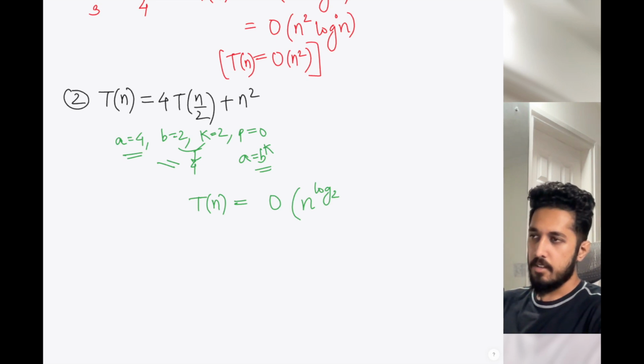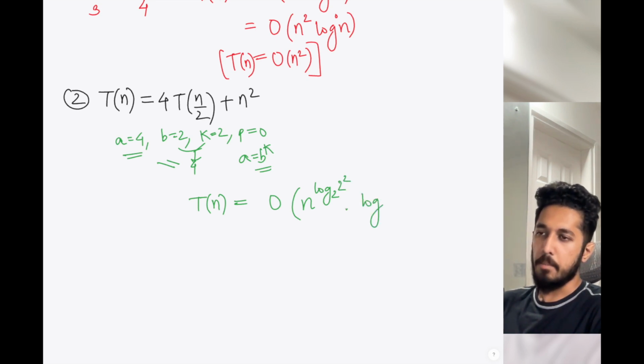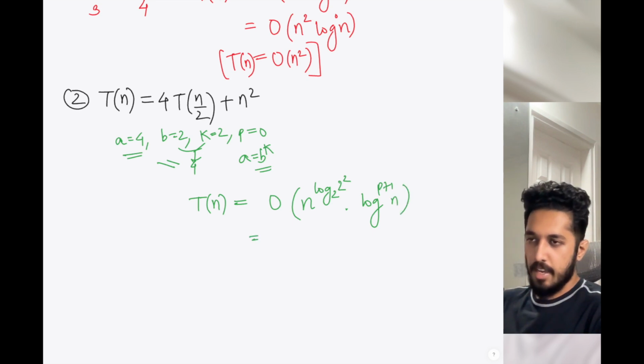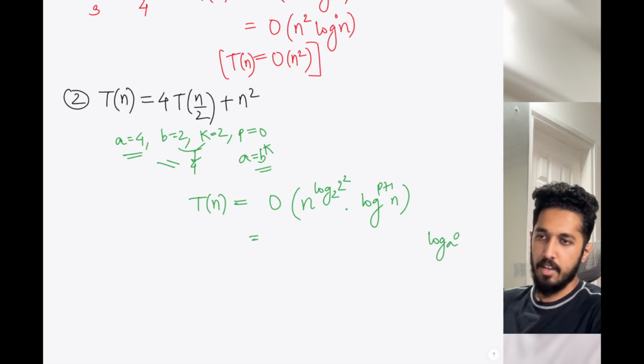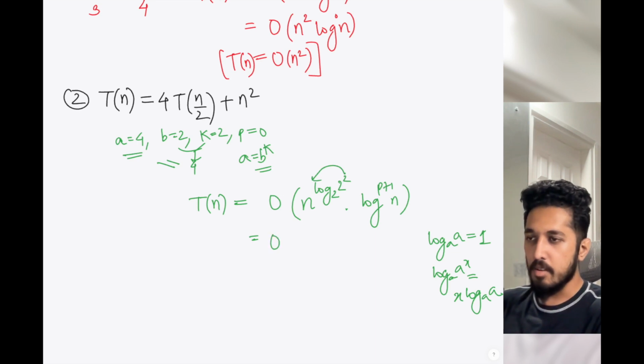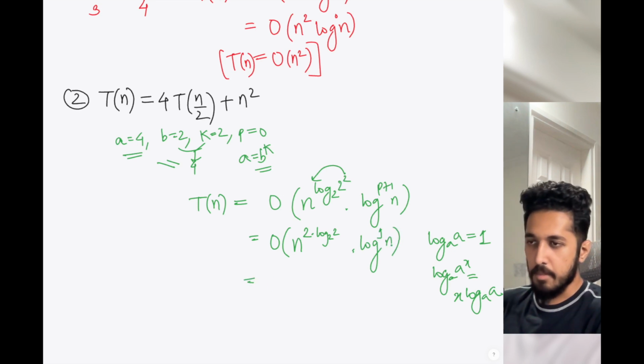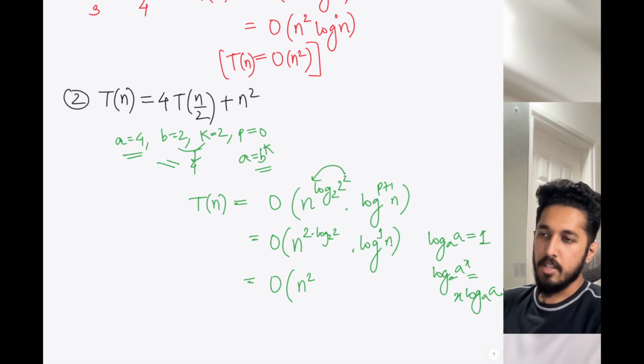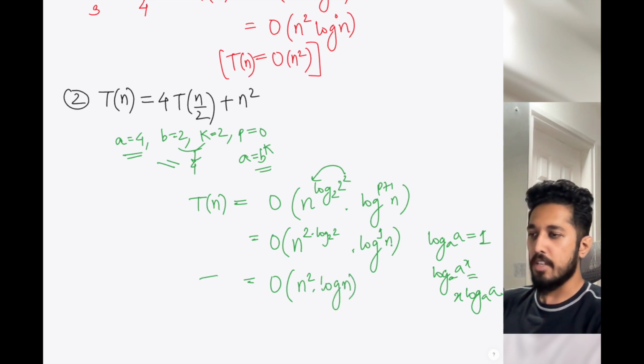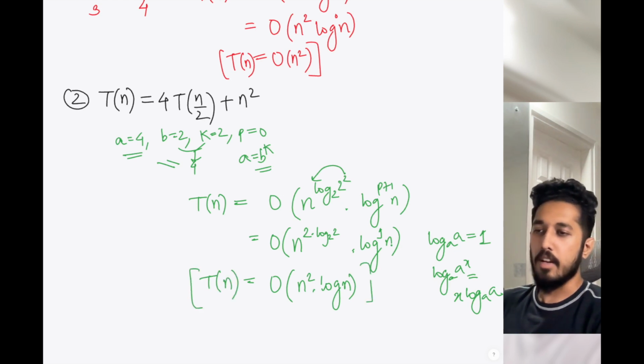Therefore, our time complexity will be big O of n to the power log base b a. a is nothing but 4 in this case, which can be written as 2 power 2, into log power p plus 1 of n. So as we know, log base a of a equals 1, and log base a power x equals x log base a. Therefore, this power will come down and this will become big O of n power 2 into log base 2 of 2, into log power p plus 1, where p is 0 in this case, therefore log n to the power 1, which is nothing but big O of n square, and log base 2 of 2 will be 1. So n square log n. Therefore, the time complexity for this equation is going to be big O of n square log n.